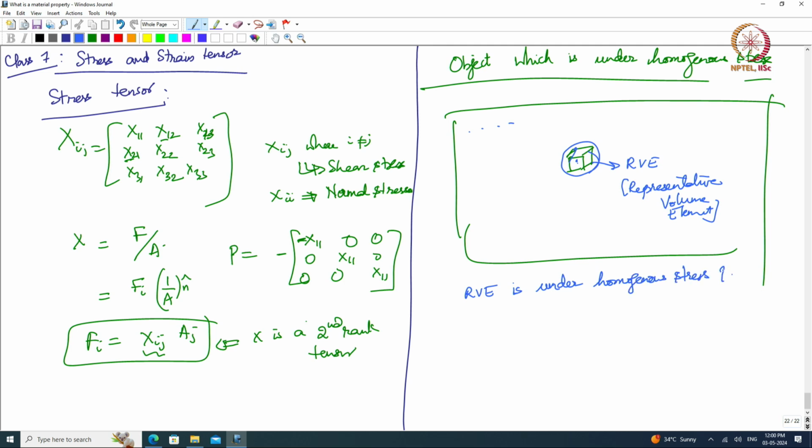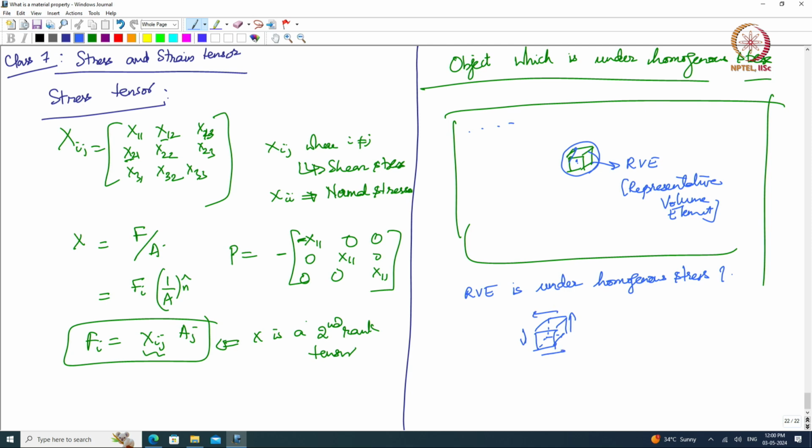What does it mean? It means that my surrounding material, right. So, if I have an RVE which is like this, my surrounding material is applying forces on my RVE, right. So, it is applying a force this way, it is applying a force this way, it is applying a force this way, it is applying a force this way.